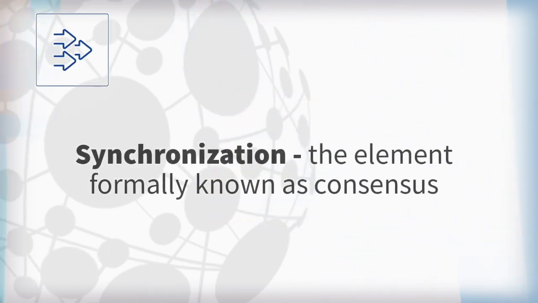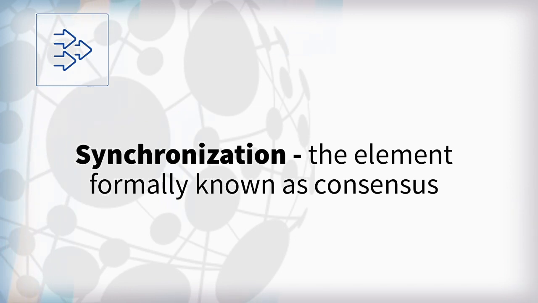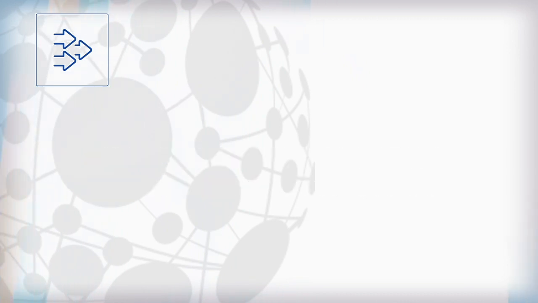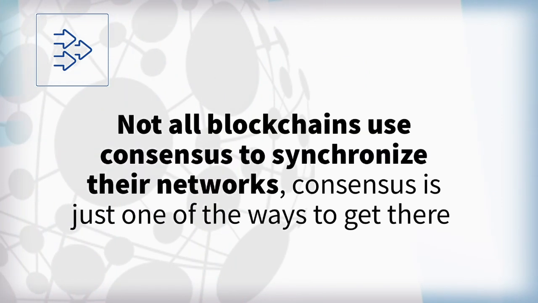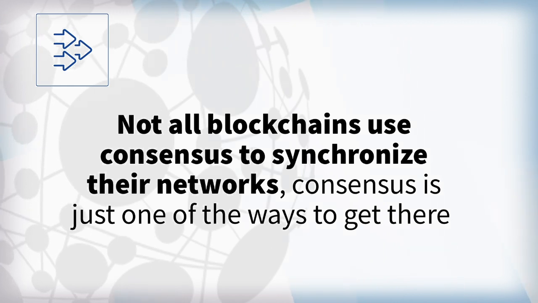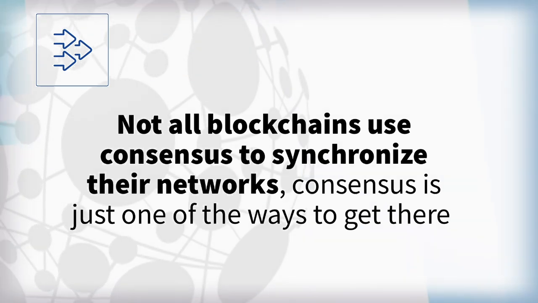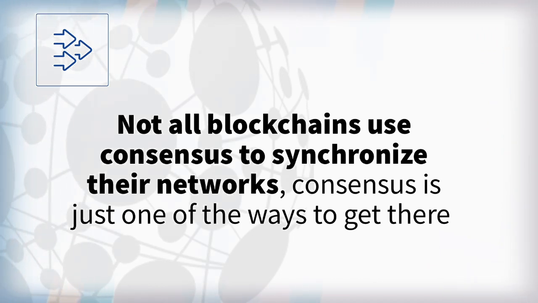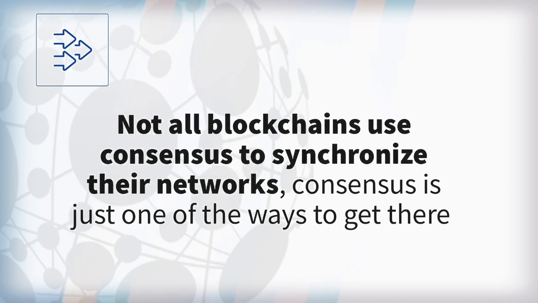Synchronization. Originally, this element was called consensus. We spent a lot of time talking about consensus. But what we found from looking at this from the perspective of different blockchains is that not all blockchains use consensus to synchronize their networks. And what we're really trying to achieve is synchronization. Consensus is just one of the ways to get there. So this was an area that was very educational for us as we developed the BMM.